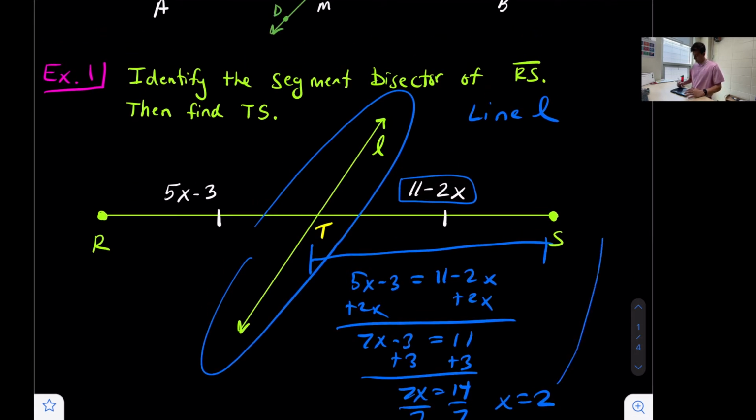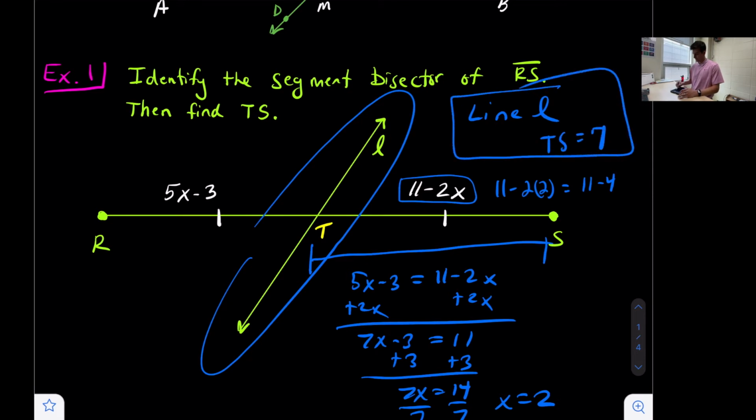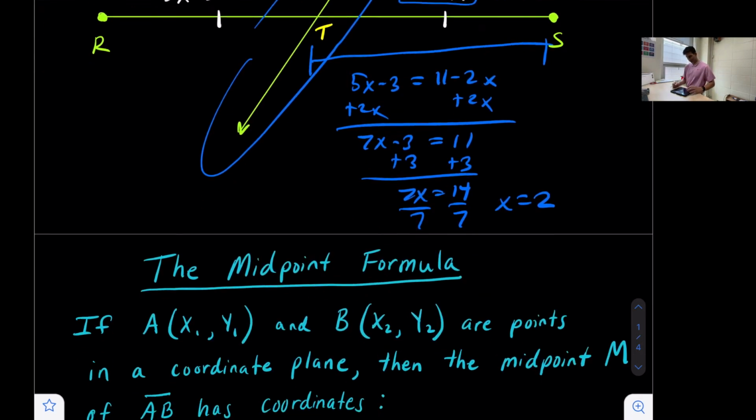Okay, now we're going to take 2 and we're going to plug it in right there for x. So we get 11 minus 2 times 2, which is 11 minus 4, and we get TS is equal to 7. So those would be our two answers for example 1.